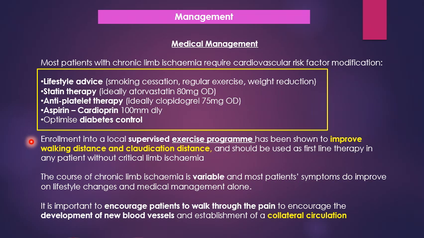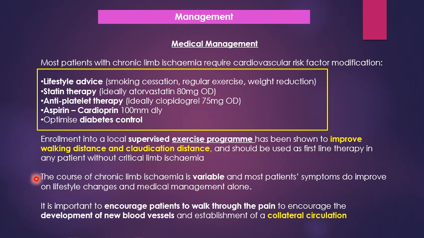And this patient should always be enrolled in some form of exercise program to improve their walking distance and claudication distance. And it should be used as the first-line therapy in any patient with limb ischemia. All patients with critical limb ischemia or even mild forms of limb ischemia must improve with exercise, and also the claudication distance must improve. So walking is a very, very important exercise.